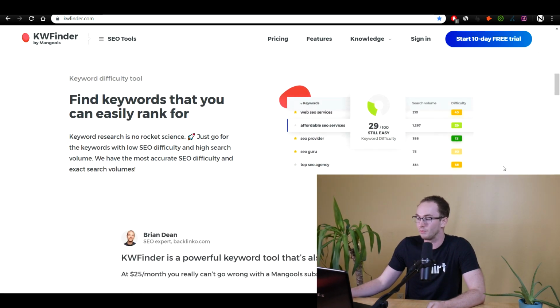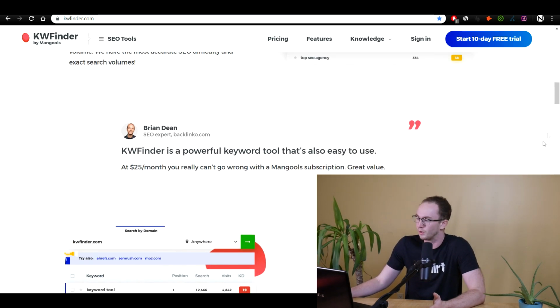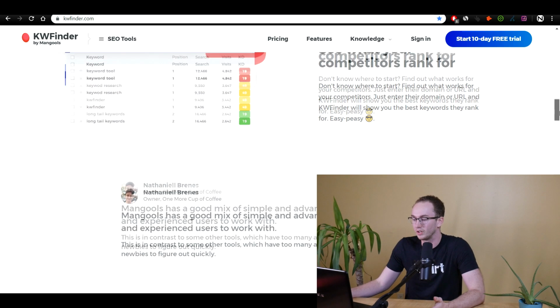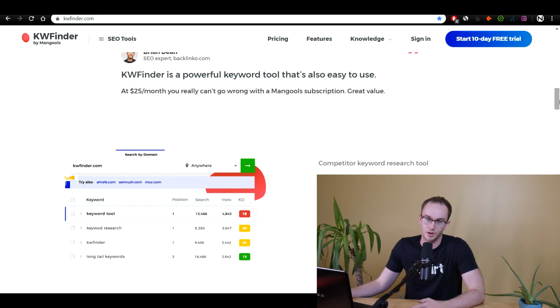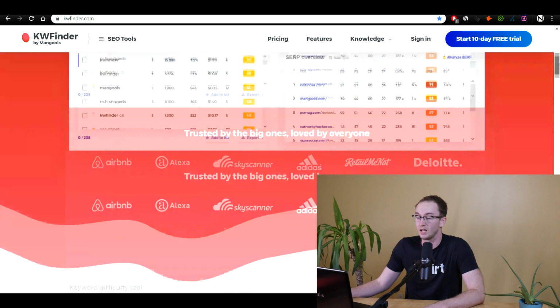So I would highly recommend them. They're definitely one of my favorites. As you can see, even Brian Dean recommends them, and they're not that expensive. I think they raised their price to maybe $30 a month, but it's really pretty negligible in comparison to the cost of other tools, which could be hundreds of dollars per month. So I personally really recommend them. No, they're not sponsoring this video. None of these companies are sponsoring this video. But I do really, really, really like KWFinder.